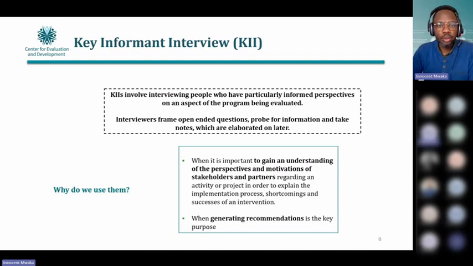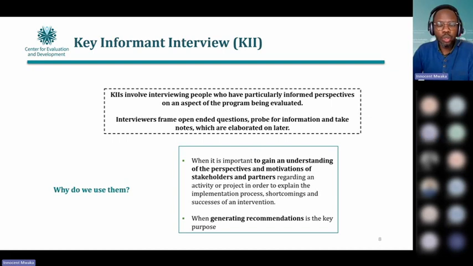And so why do we use KIIs? For instance, when it's important to gain an understanding of the perspectives and motivation of stakeholders and partners regarding an activity or project, in order to explain the implementation process, shortcomings, successes of the intervention, the different challenges, sometimes also at a greater level, the different contexts. It's very helpful to use the key informant interviews.